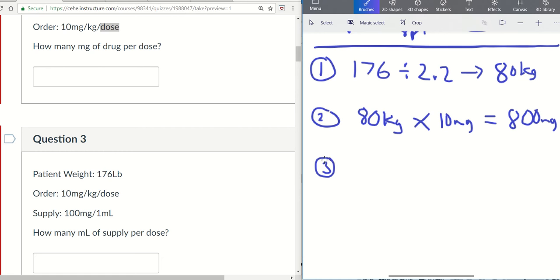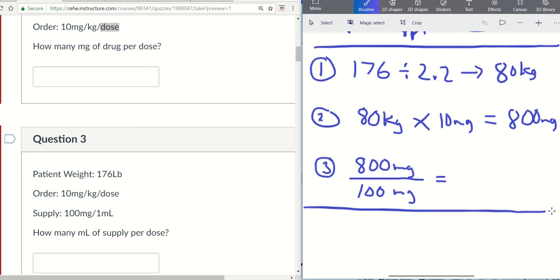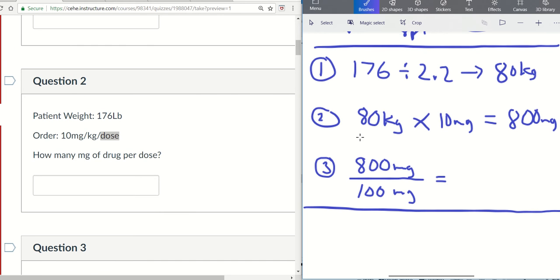And then lastly, for number 3, we found our order per dose, which is 800. And they gave us our supply. So you just have to do order over supply. 800 is our order per dose. 100 milligrams per 1 ml is our supply. Question 2, based on their body weight, which is 80, we multiply by the milligrams per body weight. So multiply by 10. Yep, 800 milligrams.